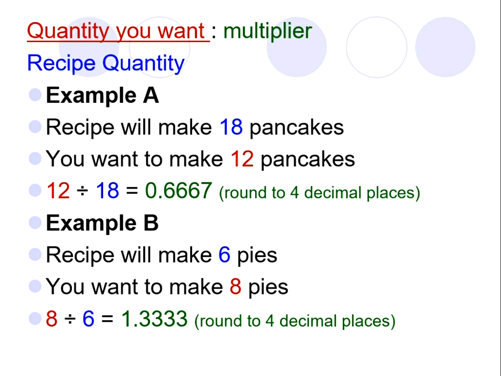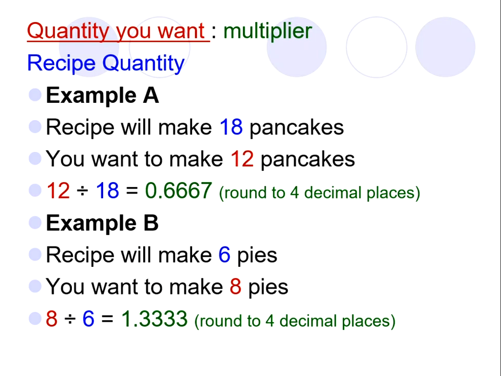Here's another example. The current recipe makes 18 pancakes, but you only want to make 12. You don't want to have all these spare pancakes that you've no use for. So our formula is the quantity that you want to make divided by the current amount that the recipe makes. You'd like to make 12, so that's 12 divided by what it currently makes, which is 18, which gives you 0.667. And we tend to round it to 4 decimal places.